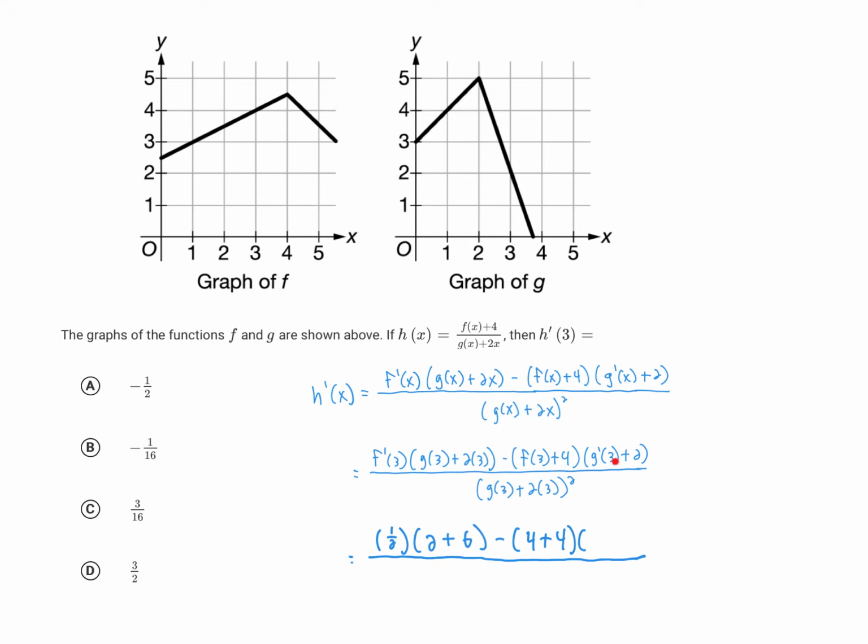Okay, again, g prime at 3 is the slope of the tangent line at 3. And so we're looking at this piece here, not this piece. So the slope of this piece is negative 3. And so that means f prime at 3 is negative 3.